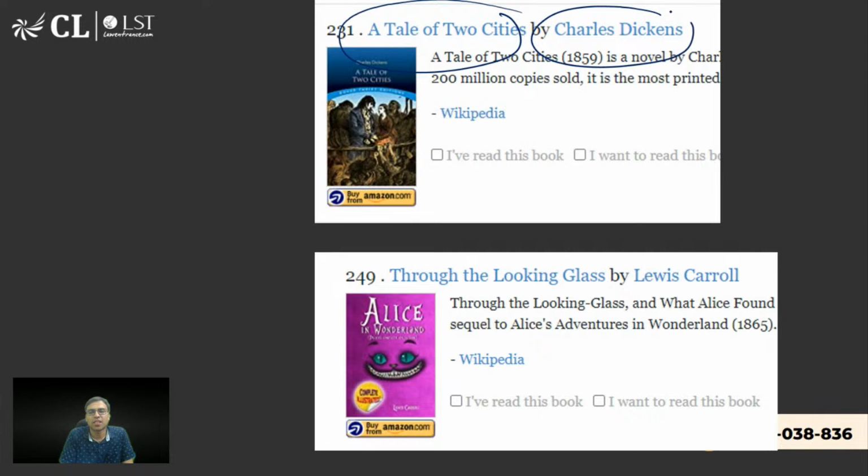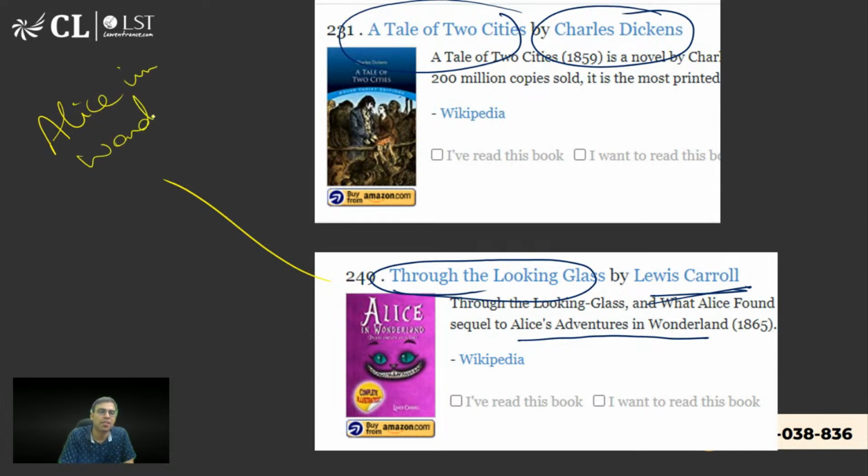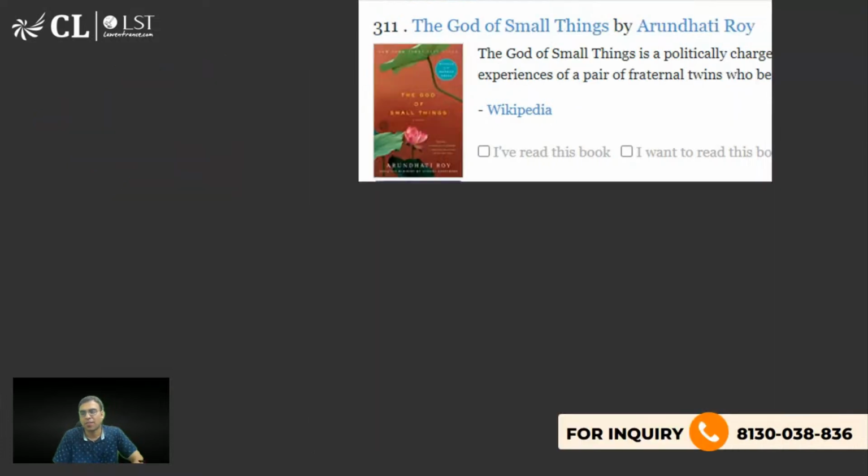Then A Tale of Two Cities, again by Charles Dickens. That is what you should remember. Then Through the Looking Glass by Lewis Carroll. And another very famous book of his is Alice in Wonderland. It's a sequel of that. Alice in Wonderland. It's also a very famous book by Lewis Carroll.